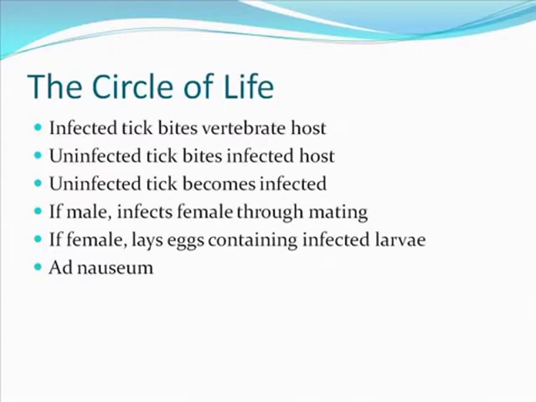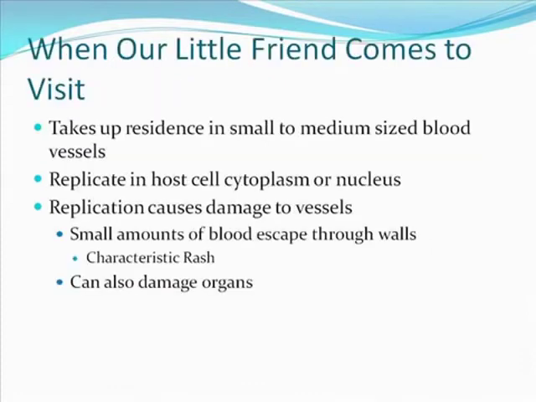The life cycle of our tiny assailant is extremely convoluted, but it mostly looks something like this. Infected tick bites vertebrate host, an uninfected tick bites the infected host, the uninfected tick becomes infected. If the tick is male, it infects a female through mating. If the tick is female, it lays eggs containing infected larvae, which hatch into infected ticks, and the cycle starts over again. After entering the body through a tick bite, our friend Rick sets up shop.